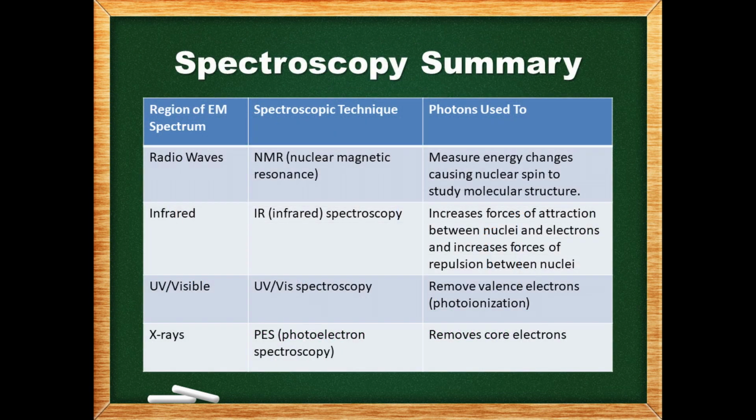To wrap things up, here is a table which summarizes the most important information of each spectroscopic technique: nuclear magnetic resonance, infrared, ultraviolet and visible light, and photoelectron spectroscopy. The region of the electromagnetic spectrum they use is shown, as well as what the photons are used to do.